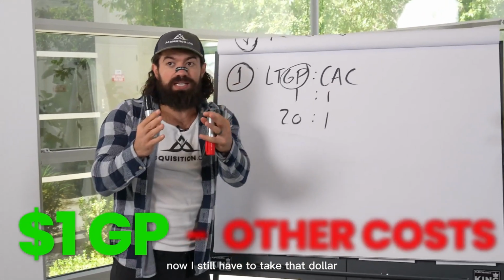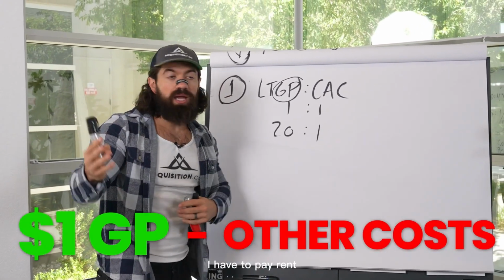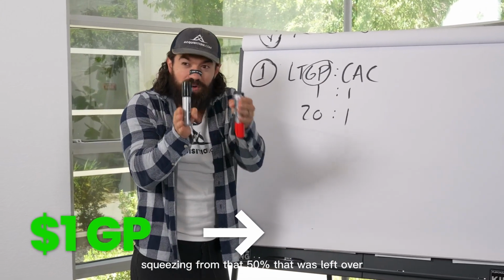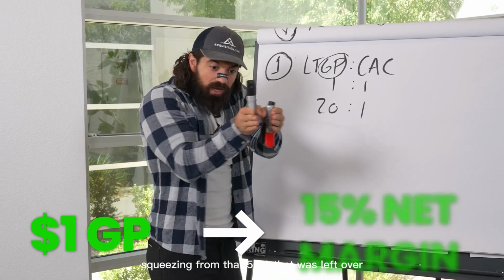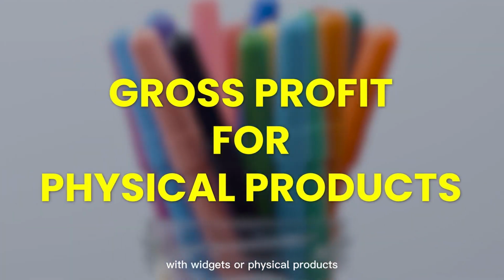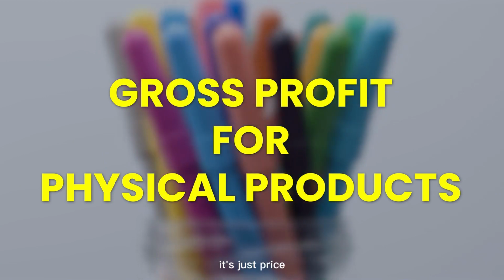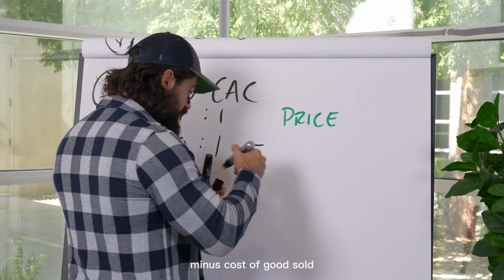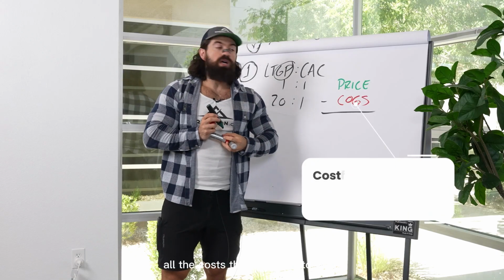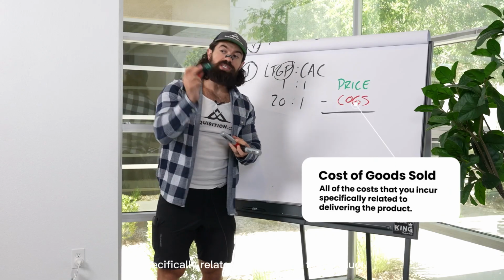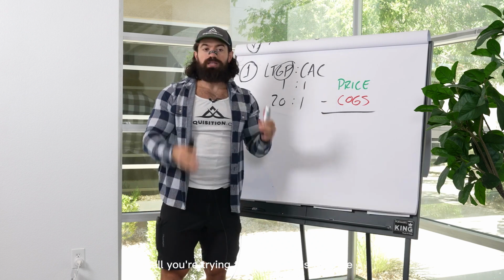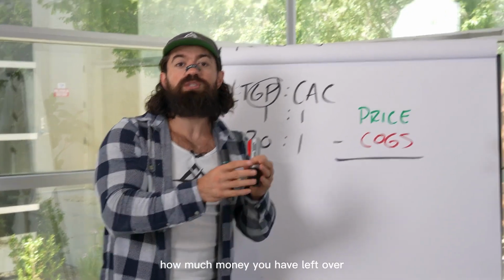Now, I still have to take that $1 and pay other costs. I have to pay rent, I have to pay other fees that go along, and then my margin is now squeezing from that 50% that was left over until what my net margin becomes at the end of the day. With widgets or physical products, it's really that simple. It's just price minus cost of goods sold. And so cost of goods sold are gonna be all the costs that you have to incur specifically related to delivering the product. All you're trying to figure out is at the basic transaction, how much money you have left over.